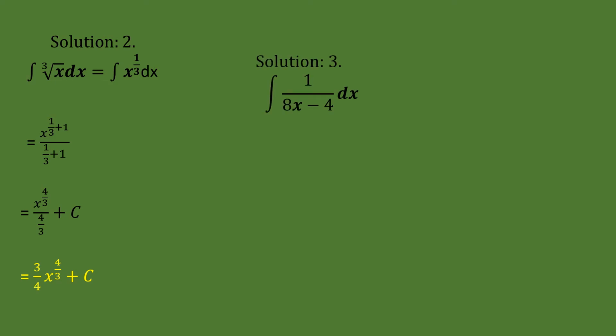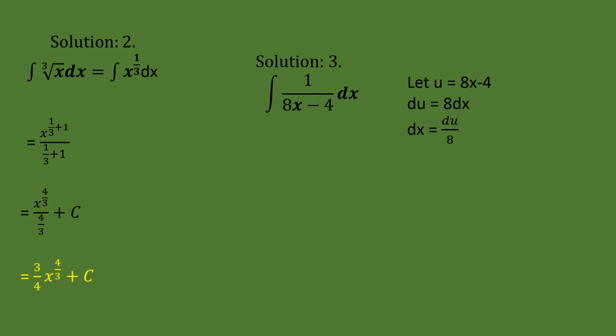Then the solution for number 3, we have here integral of 1 over 8x minus 4 dx. So this type of function, we are also not going to use the formula that was presented in the previous slide, because this one we have to use the properties of logarithm. So at this time, we will have to let u be equal to 8x minus 4. Then after that, we will get its corresponding derivative.